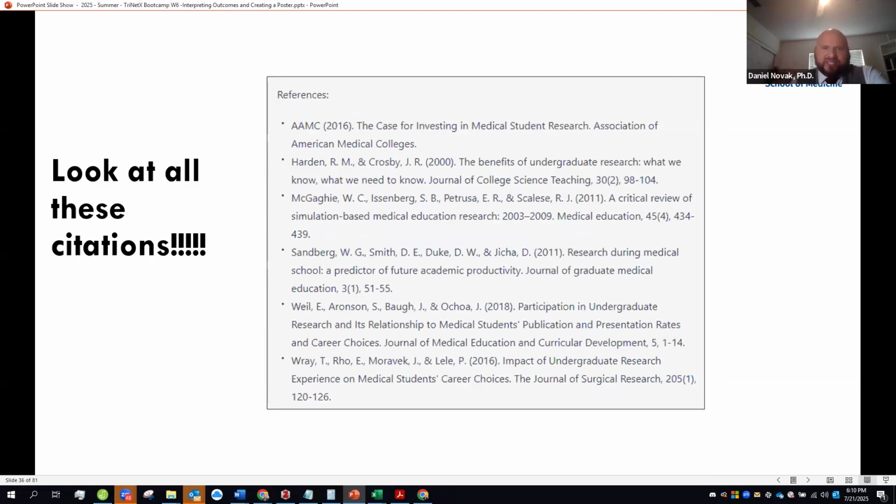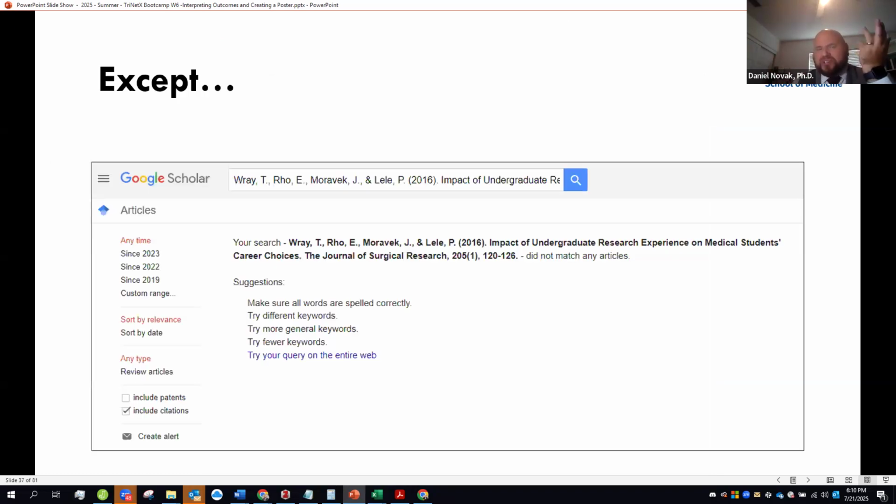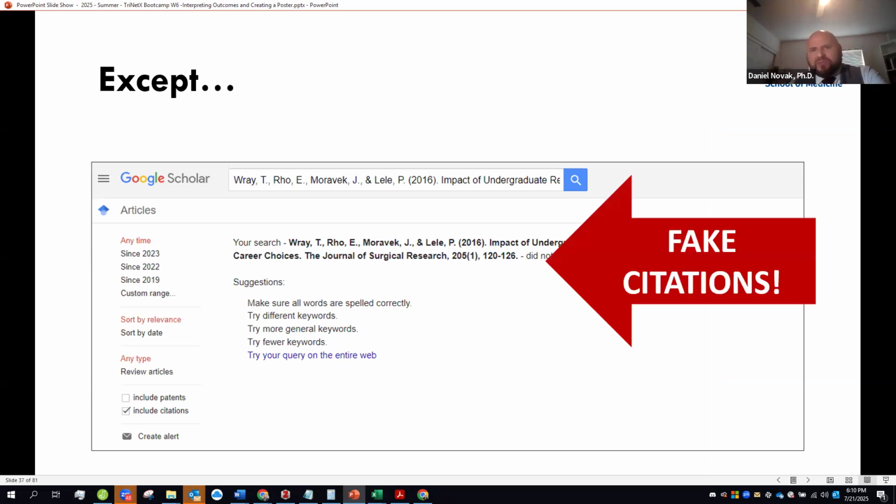And look at all these citations. Wow, I was shocked. I was like, oh my God, I've been reading for months and reading everything I could find on medical student research. I can't believe I missed all this stuff. Well, except when I started looking into these citations, we've all had this experience. It had hallucinated all of them. These are all fake citations, all of it, really.